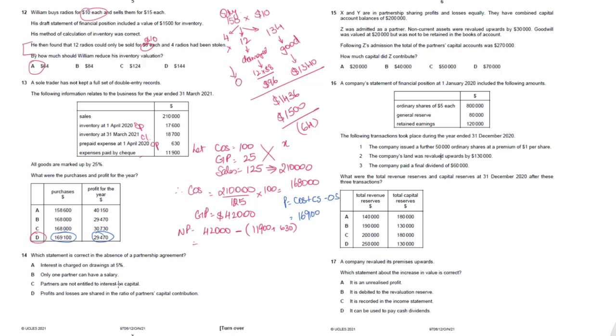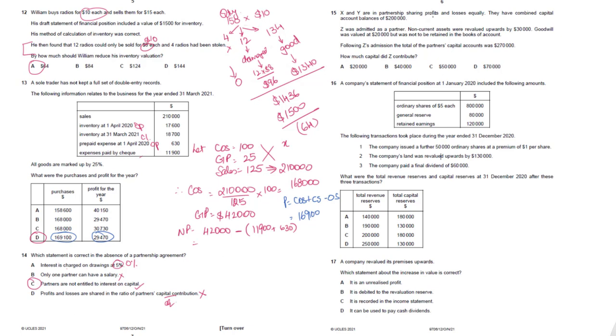Question 13D. Which statement is correct in the absence of a partnership agreement? Interest is charged on drawings at 5%, which is not correct, it is 0% for interest on drawings. Only one partner can have a salary, not correct, no partners have salary. Partners are not entitled to interest on capital, this is the correct statement. Profits are shared in the ratio of partners' capital contribution, not correct, they are shared equally. So 14C.